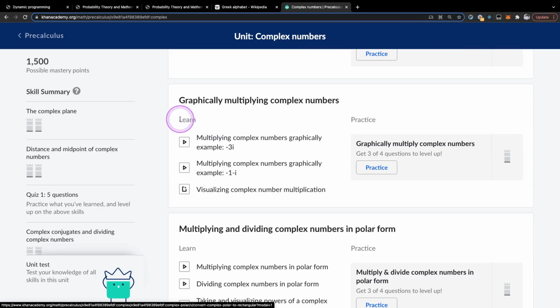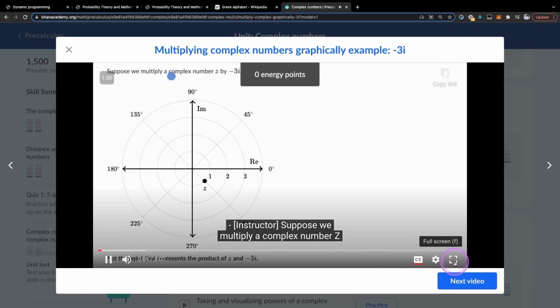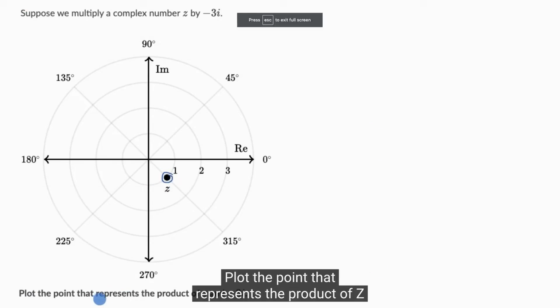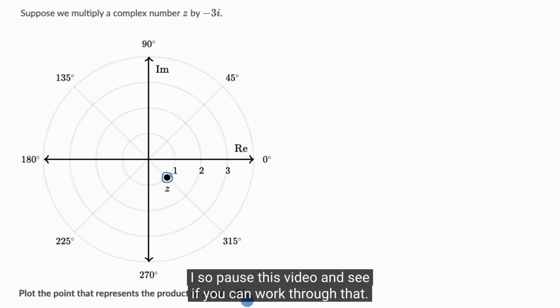And here's another section. It's called graphically multiplying complex numbers. Well, I guess that's not that complex. It's like you are doing some operations with vectors. I don't know. Let's just get into it. Suppose we multiply a complex number z by negative 3i, and they show us z right over here. Plot the point that represents the product of z and negative 3i. So pause this video and see if you can work through that.